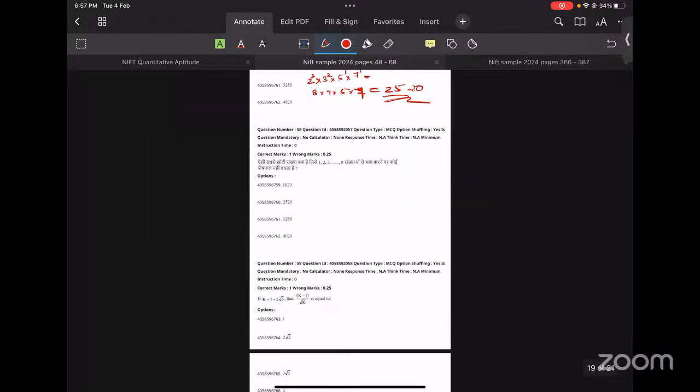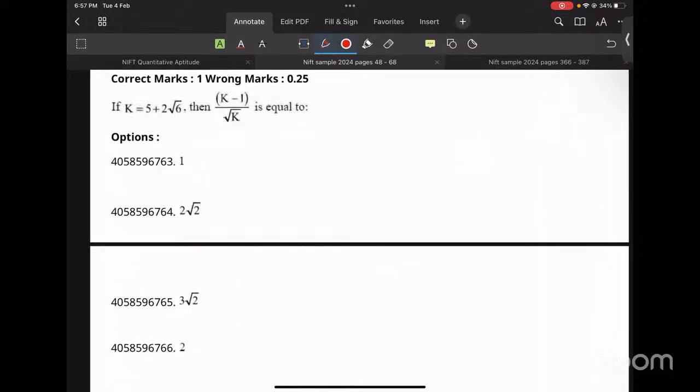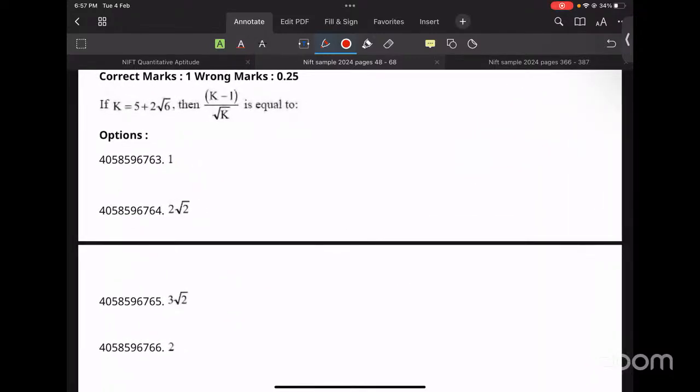So next. Another wonderful question. This is also a time consuming question. Over here, we have k minus 1 by root k. Just go for taking the square of it. So what is k minus 1 the whole square? k square minus 2k plus 1, divided by the square of root k, that is k.